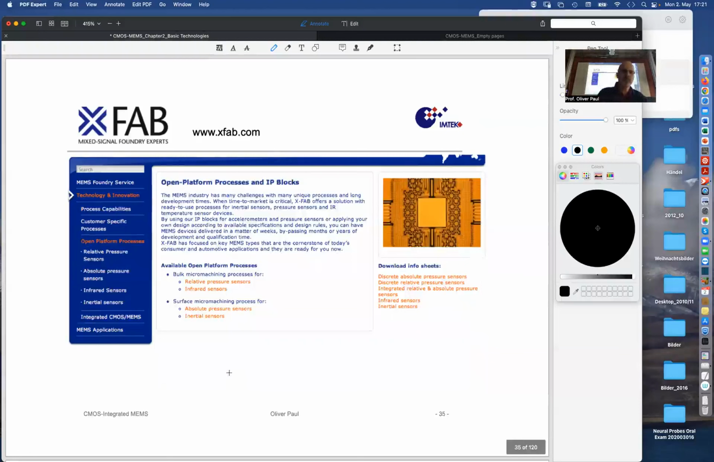Also, they have open platform processes for sensors. So you see here relative pressure sensors, infrared sensors, inertial sensors, absolute pressure sensors. So that means that they have already MEMS modules that are under excellent technological control, where you as a designer can now design the geometry to tune the absolute pressure sensor into a certain range.